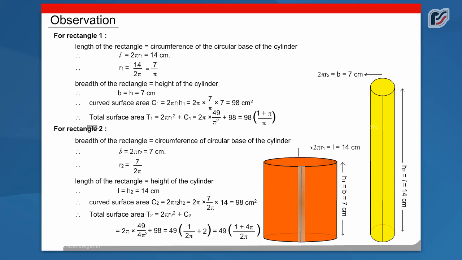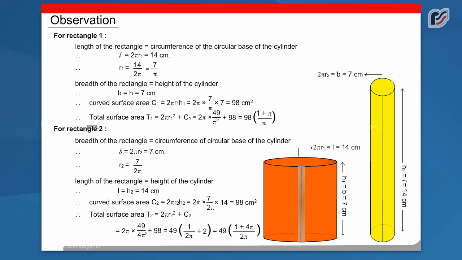Therefore, curved surface area C1 is equal to 2 pi r1 h1, equal to 2 pi into 7 by pi into 7, equal to 98 cm square. Total surface area T1 is equal to 2 pi r1 square plus C1, equal to 2 pi into 49 by pi square plus 98, equal to 98 into (1 plus pi) by pi.